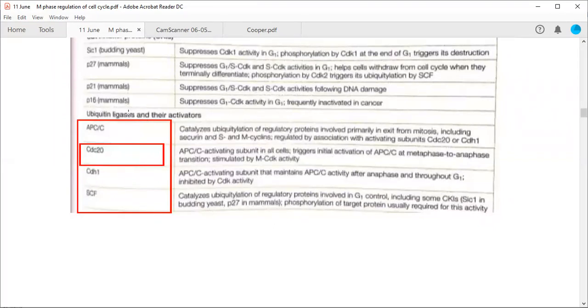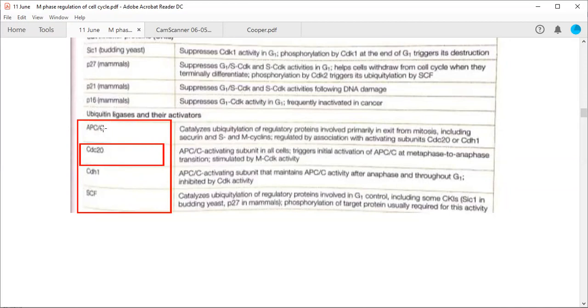Because these ubiquitin ligases are a family of enzymes which are required for ubiquitination. What is ubiquitin? Ubiquitin is a protein which is used to tag those protein targets which are undergoing proteolysis, that is, those that have to be degraded. A ubiquitin tag is put on the proteins to be degraded, so that the proteasome can recognize those particular proteins and can degrade them by using ATP.